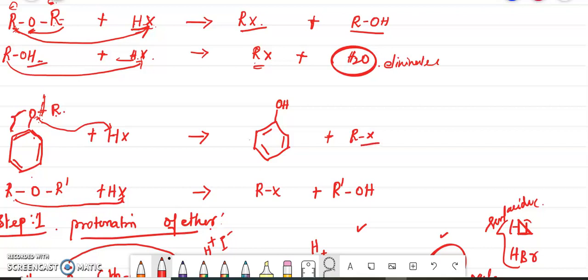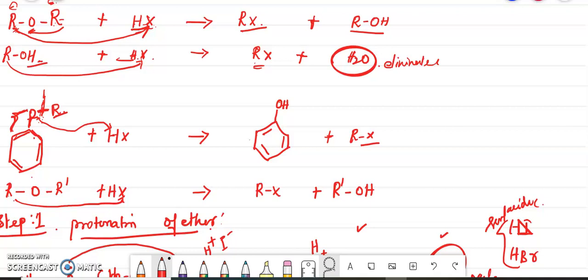How is it happening? Generally the alkyl-oxygen bond, this is the alkyl group and this is the oxygen, here there is a bond. The alkyl aryl ether is cleaved at the alkyl-oxygen bond. Why is the cleavage happening only at the alkyl-oxygen bond? Because the aryl-oxygen bond is more stable, because resonance is happening and we get more resonance structures because of the benzene ring.